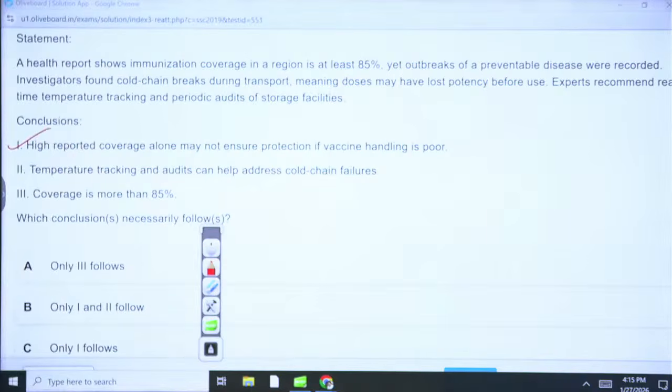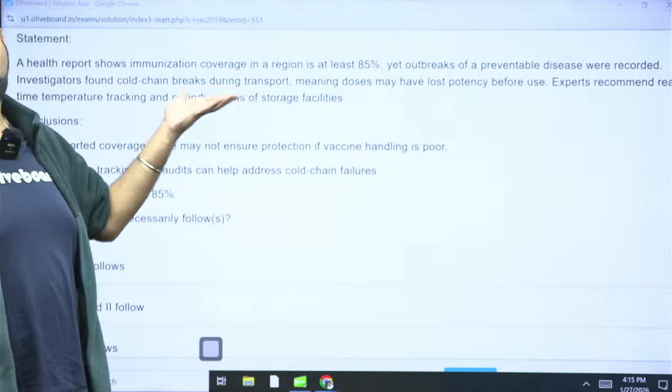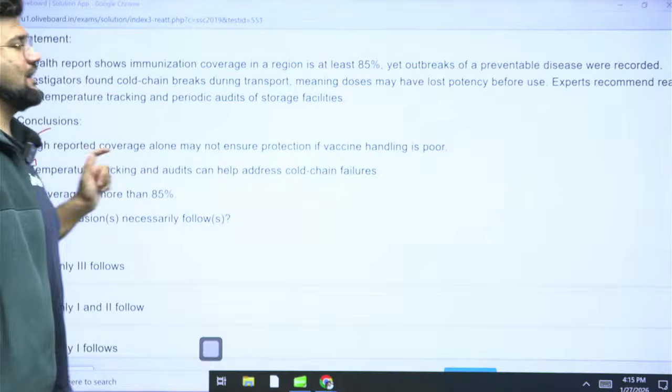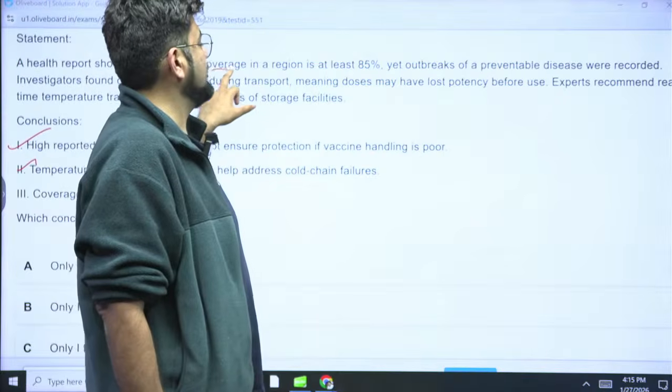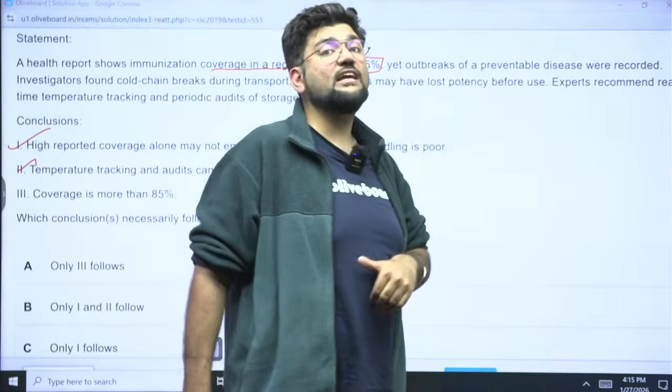Temperature tracking and audits can help address cold chain failures. Yes, they can. That is why they are being suggested here. So that's absolutely true. Coverage is more than 85%. A lot of people end up marking this also as correct, and it is clearly saying coverage in a region is at least 85%. That means it is greater than or equal to 85%.